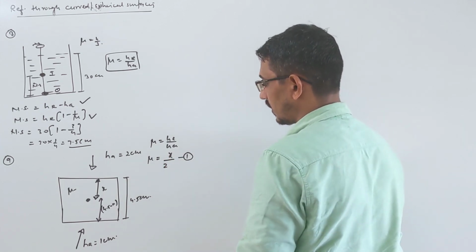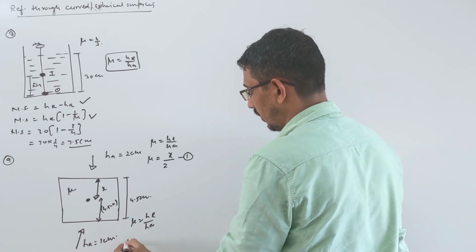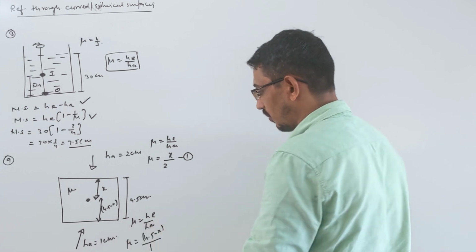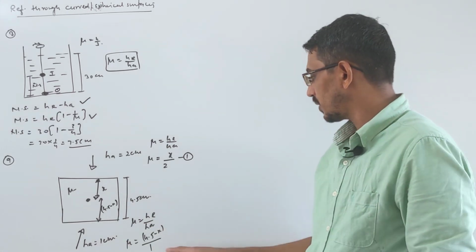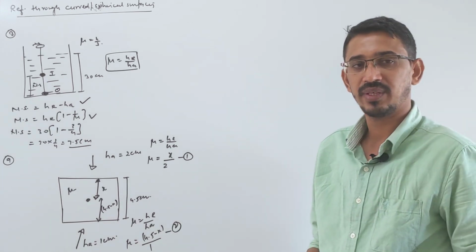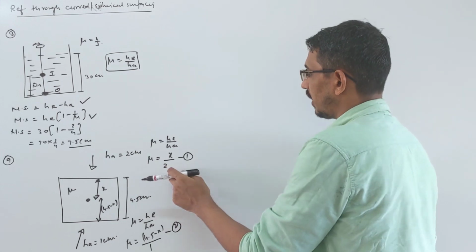Let's write the same formula for the bottom surface also. Mu is H real by H apparent. Mu we don't know. H real is 4.5 minus x. Apparent is 1. These two equations we have, and two things are unknown, mu and x. Suppose they ask refractive index, we can find it; here they are asking for x, the real depth. So we can replace the value of anything.